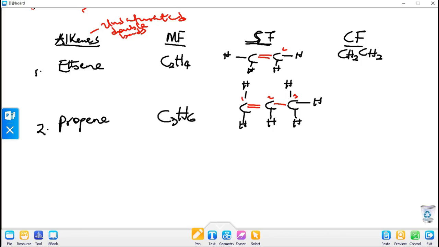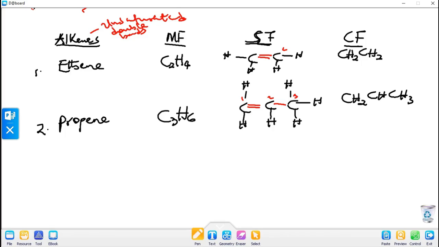So if we are to write the condensed formula for propene, the condensed formula will be CH2, CH, and CH3. This is the condensed formula for propene.